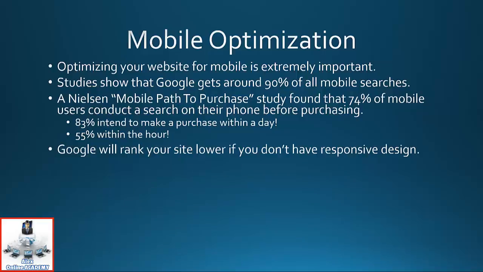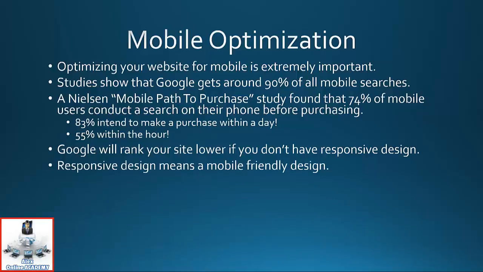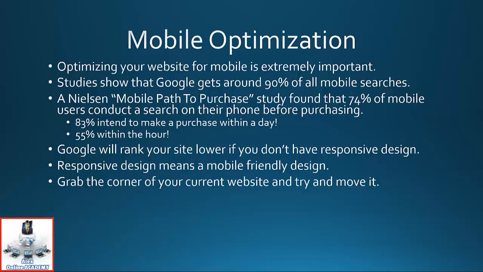Google will rank your site lower if you don't have responsive design. They actually will look into that as a factor. They will consider that because Google wants the best experience possible for their visitors. They know that 90% of all mobile searches across all the search engines run through them as well, so they put a lot of weight on it. Responsive design means a mobile friendly design. That's kind of the big phrase that you're going to hear passed around. It's called responsive design, and that means mobile friendly design. It means your website looks good across all platforms, all devices, including iPads, iPhones, MacBook Pros. That gives you an idea.